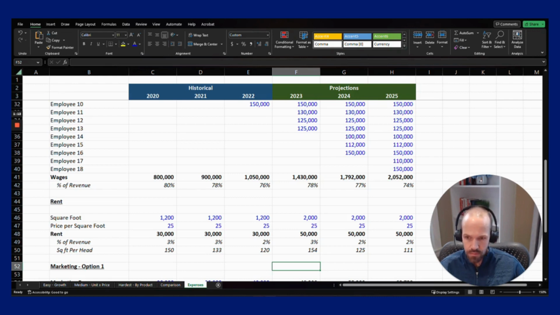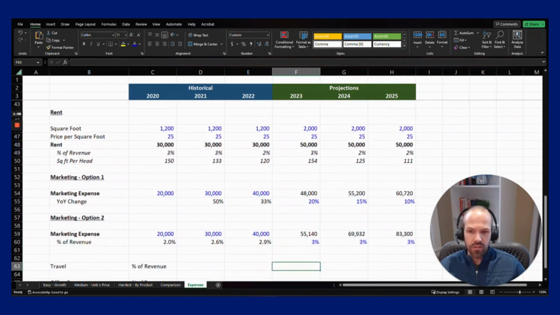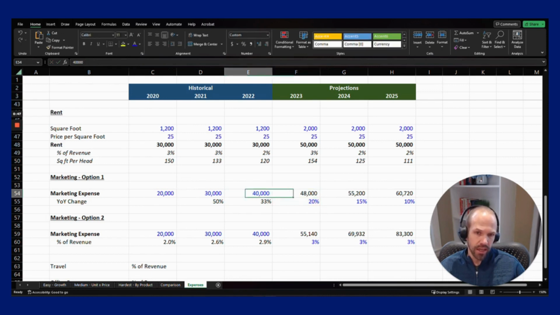And then we've got a couple of options to model out marketing. Option one would be the simplest. You take the historical numbers here, hard-coded in blue. What's the change year over year? And you just hard code an assumed change, and you multiply the previous year by 1 plus that change. This gives you a simplistic assumption for what marketing would be.